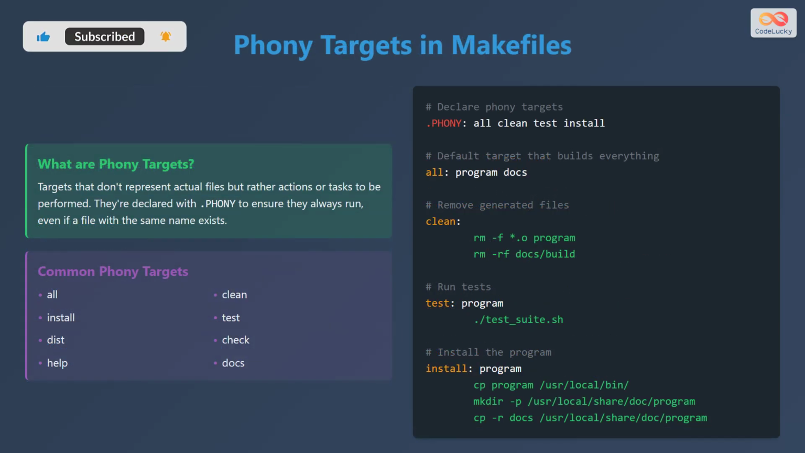Phony targets are targets that do not represent actual files. Instead, they represent actions or tasks to be performed. They are declared using .PHONY to ensure that they always run, even if a file with the same name exists. Common phony targets include all, clean, install, test, dist, check, help, and docs. These targets provide a standardized way to perform common tasks within a project.